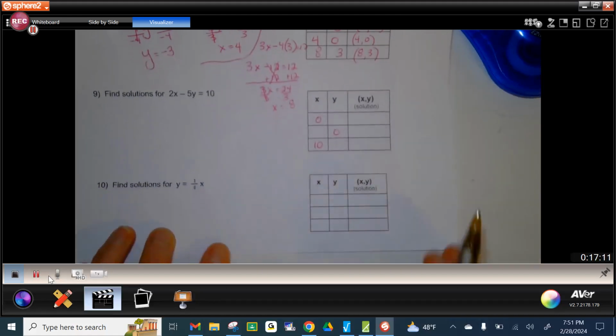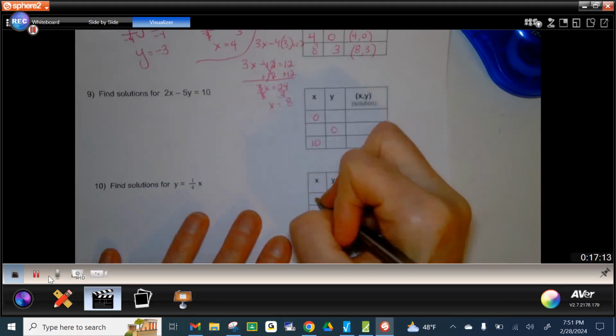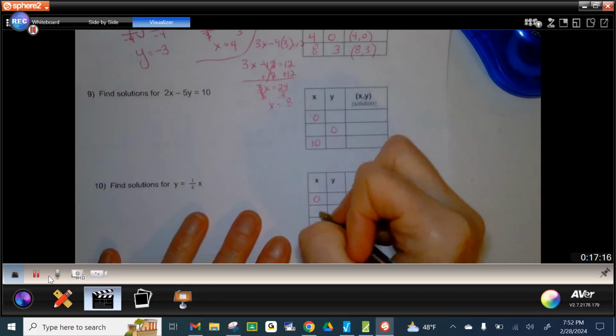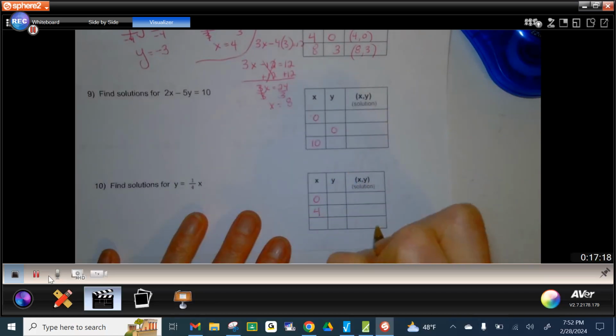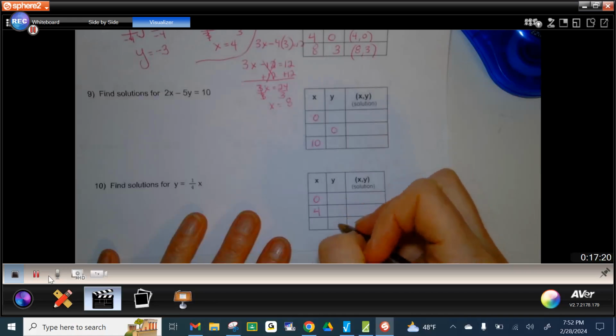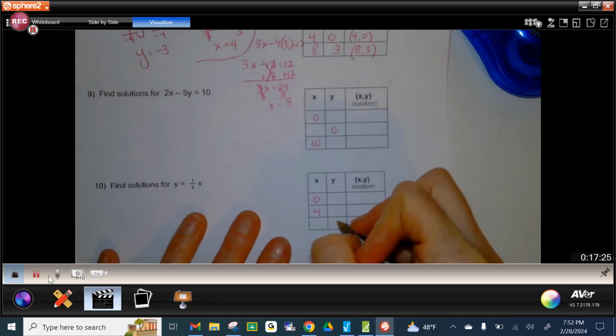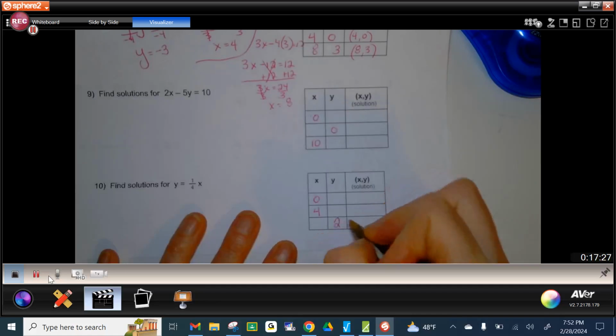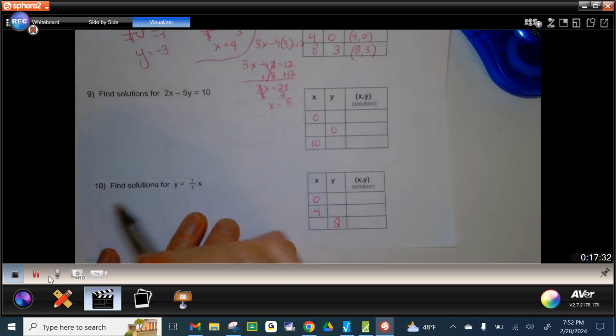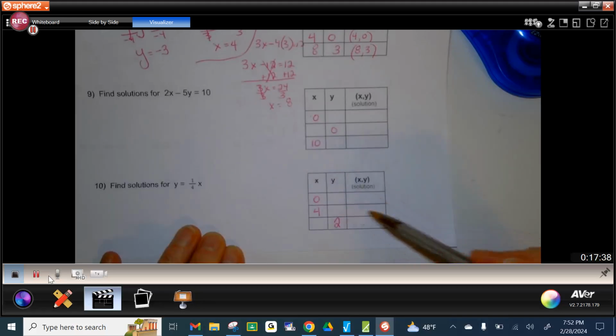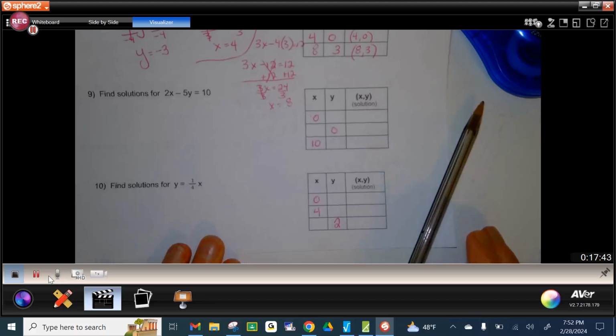And number 10, I'm going to give you some values here. So you're going to put a 0 in for x, a 4 in for x, and this one is tricky. I'm going to put, let's see, a 2 in for y. Alright, so give that one a try. This one's a little bit trickier than some of the others, okay? Because this last one, you're going to have to know how to solve that. But do what you can and ask a question in class if you have one. Okay, hope this helps.